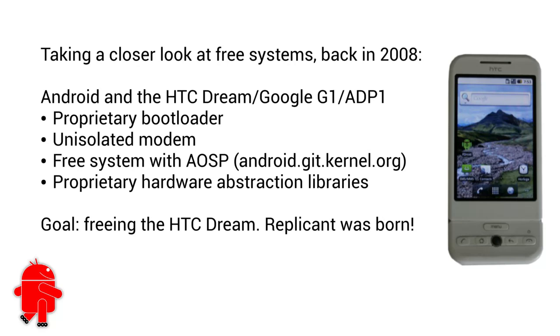However, it was the first device to run Android, and a free system apparently could be achieved with the Android Open Source Project, which had all of its source code released at android.git.kernel.org. The address changed, but that's where it all started. It was soon discovered that the phone couldn't run with AOSP. It needed some hardware abstraction libraries. So a couple of enthusiasts gathered up and thought, well, we have a nearly free system, which is Android AOSP. Perhaps we could push it a little further and try to have a completely free system. That was the goal, and that's how Replicant was born.